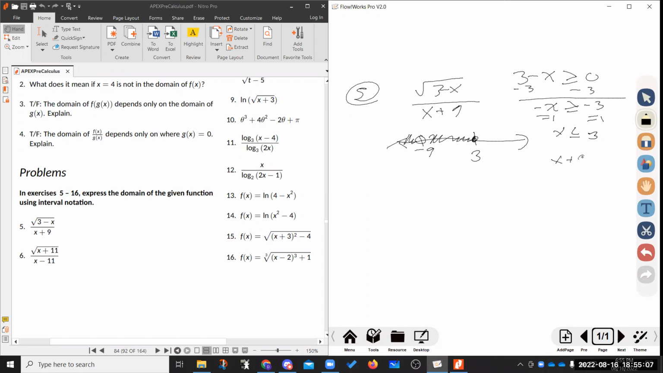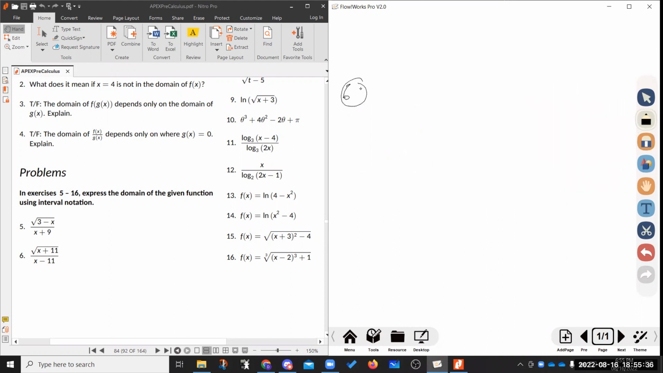x plus 9 cannot be equal to 0 since it's in the denominator. So x cannot be equal to -9. This is an and statement. Both parts have to be true. So I'm going to eliminate -9 from this area. So my domain will give me -infinity to -9, not included, then -9 to 3, where 3 is included.